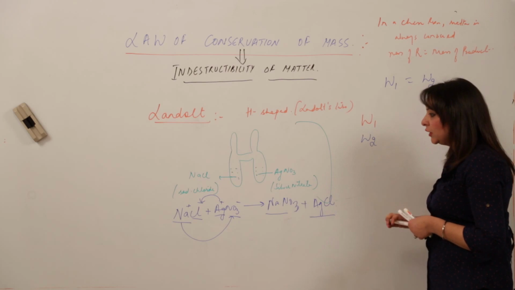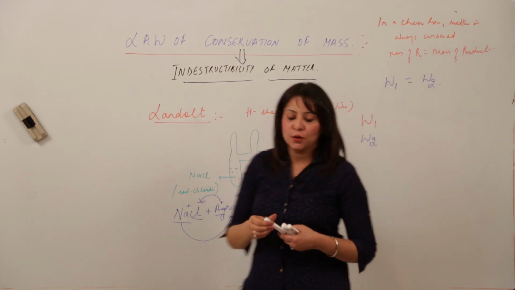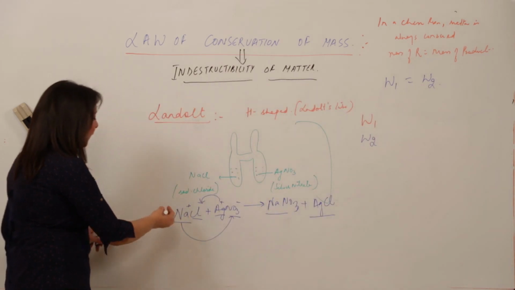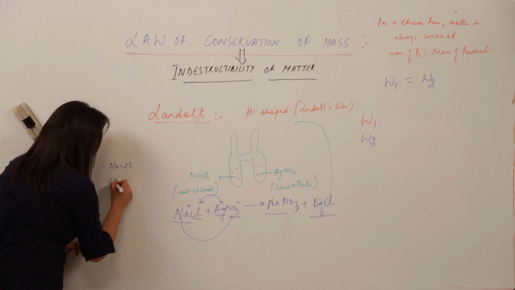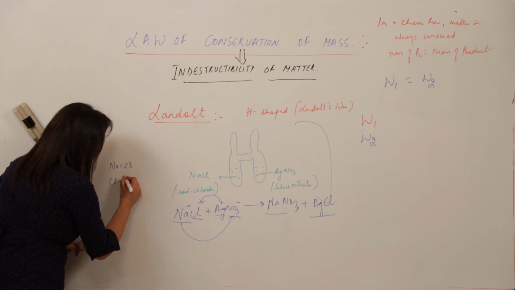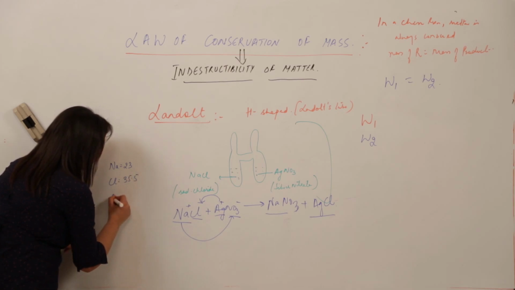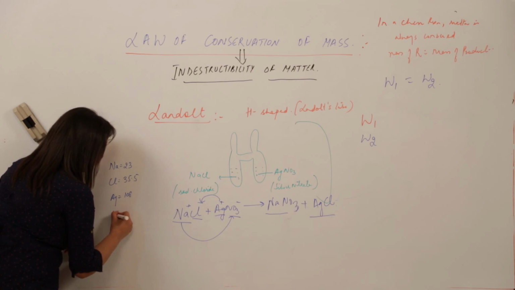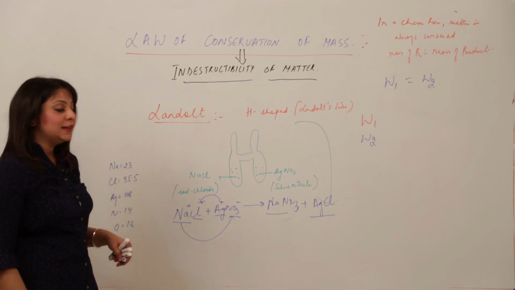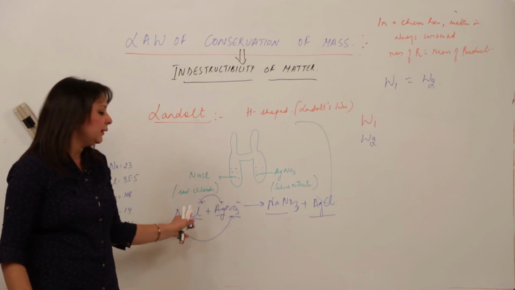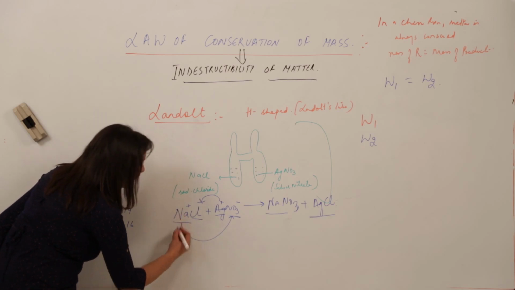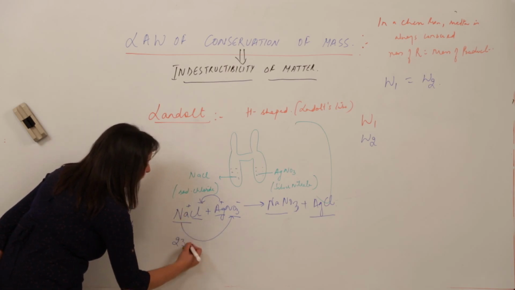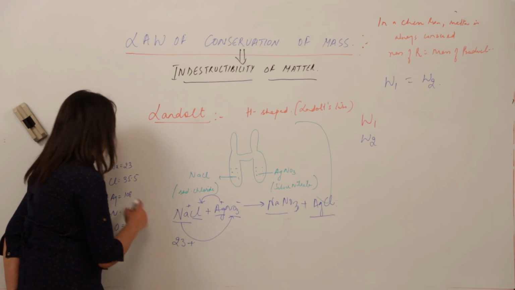So we can also illustrate this by taking into account their masses. Before that, we know the atomic mass of Na is 23, for chlorine it is 35.5, for silver it is 108, for nitrogen it is 14 and for oxygen it is 16. So let us see the mass of the reactants first. How do we calculate the mass of NaCl? Na is 1 atom, so I take it as 23. Two different atoms, we put a plus sign.